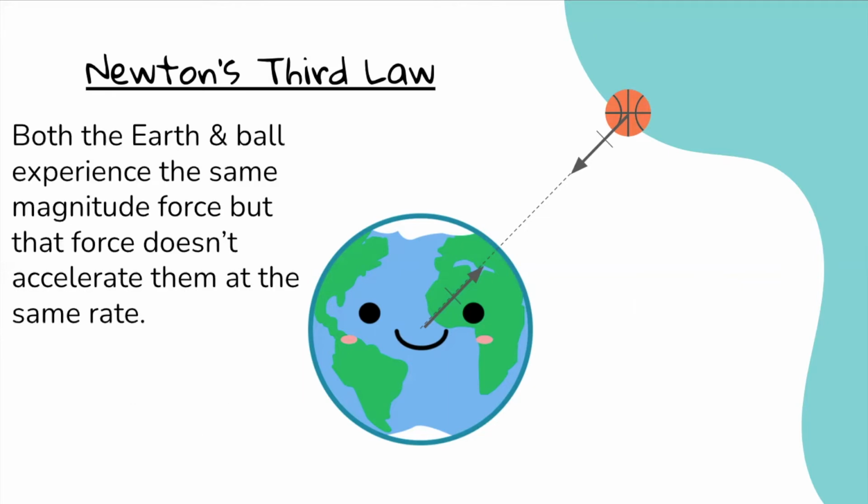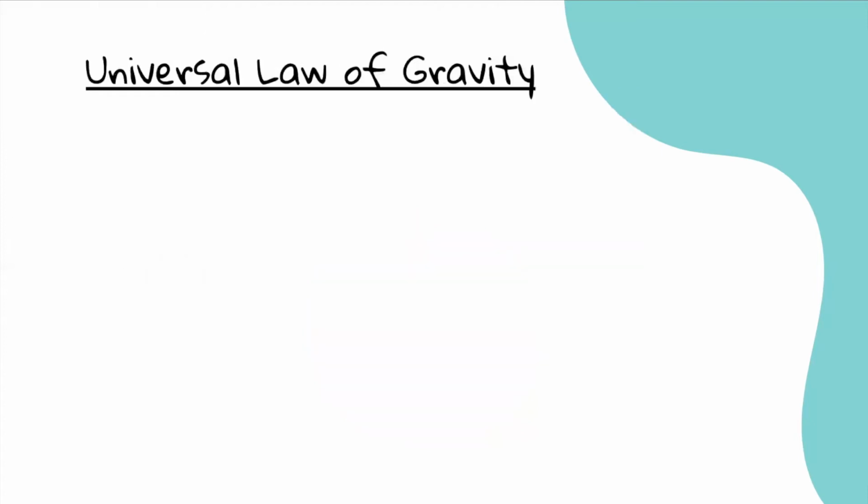So Newton's third law, when applied to the gravitational force, says that both the Earth and the ball experience the same magnitude of force, but that same force doesn't accelerate them at the same rate because they're different masses. Okay, but that must mean there's a force that pulls upward on the Earth.